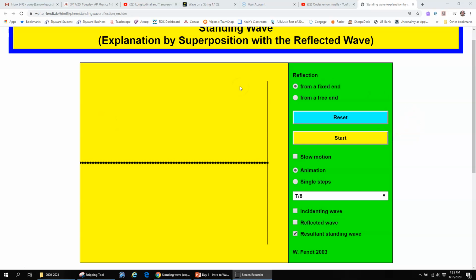This is a standing wave simulation done by Walter Fendt. If you just say standing wave simulation on Google, it should come up. I've unchecked some things just because we're going to talk about standing waves. I just wanted to show you what this looks like here. So this is before there's any reflection here. This is actually what a traveling wave looks like. You can kind of see it. It appears to be propagating, just like you would expect it to from the applet that I was using with the wave on a string applet.